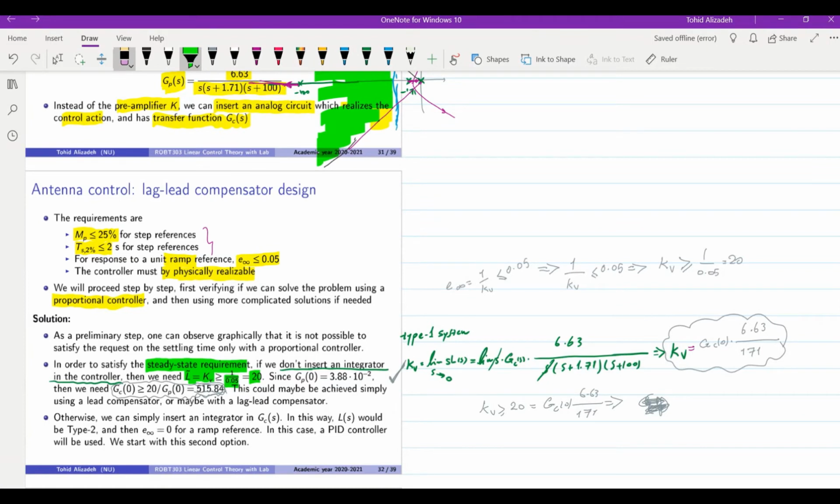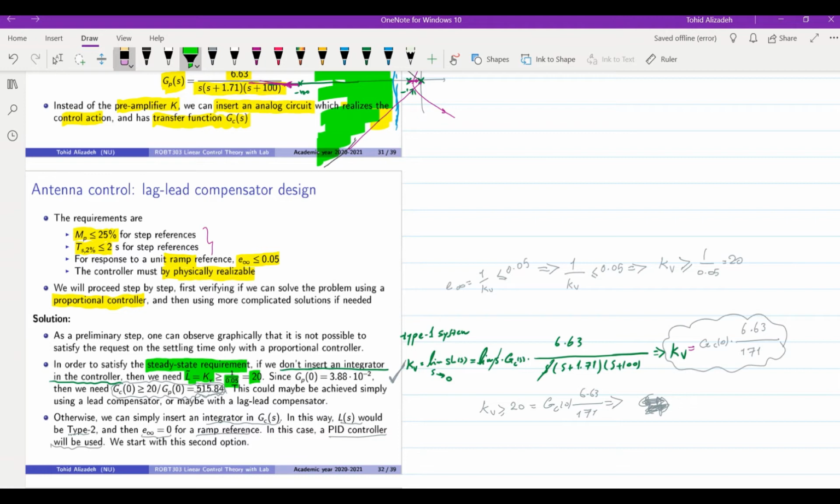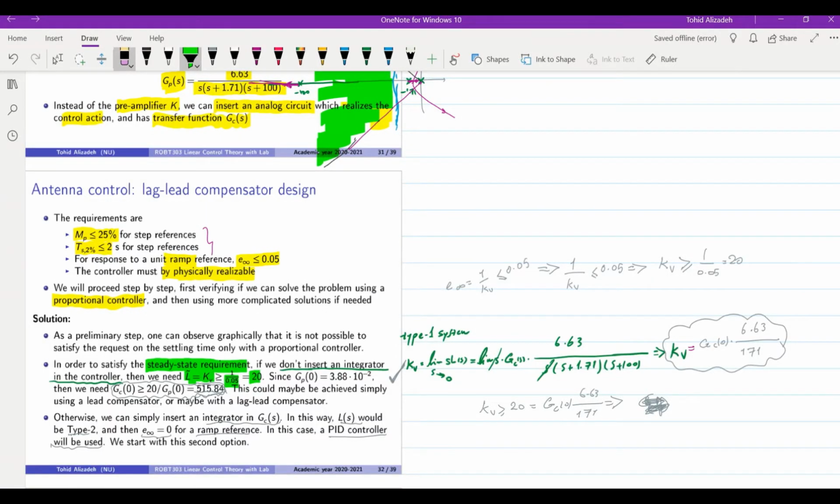The other approach would be to use an integrator in the controller. Then the L of s would become type 2, and then steady state error will be equal to 0 for a ramp reference. In this case, we can use a PID controller because we have a pole at the origin, and then we will not be worried about the steady state requirement. We would need to focus on the transient requirements which are overshoot and the settling time. We can take both of the cases into account, but for now we will continue with the second option.